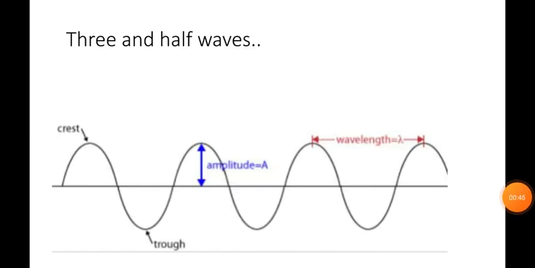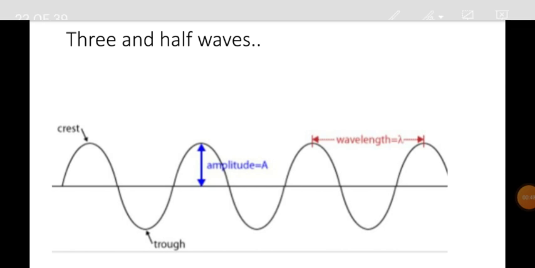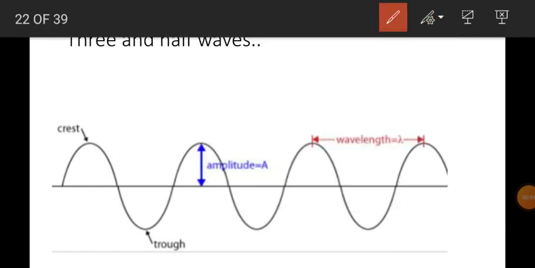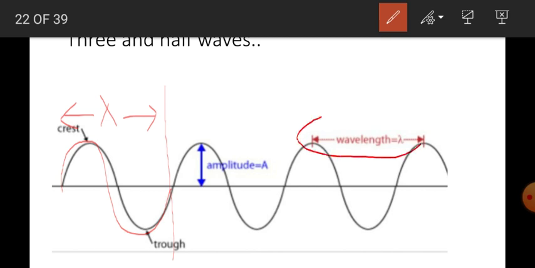In case of a transverse wave, one crest and one trough give you one wavelength. One crest or one trough makes one wave. There is another way to define wavelength, and that is the distance from crest to crest or trough to trough. That is also one wavelength.